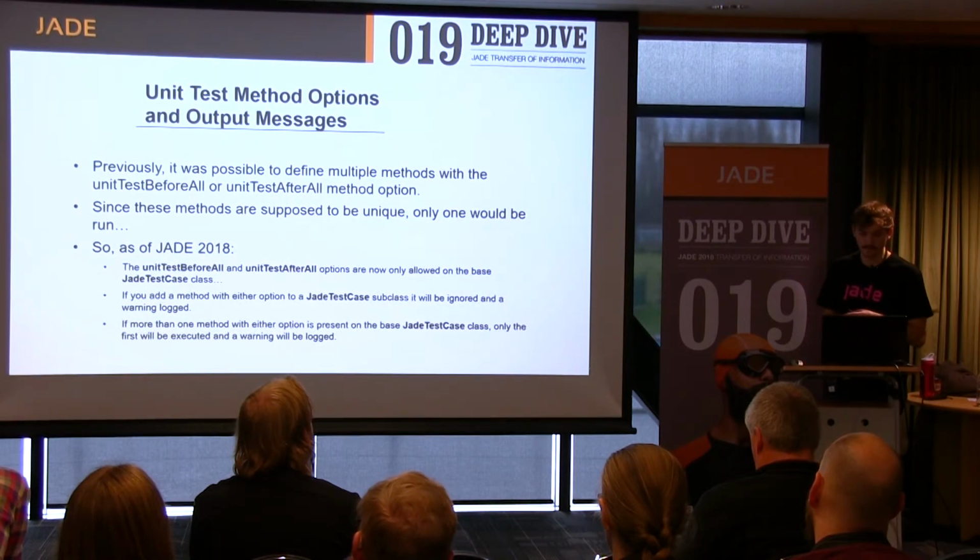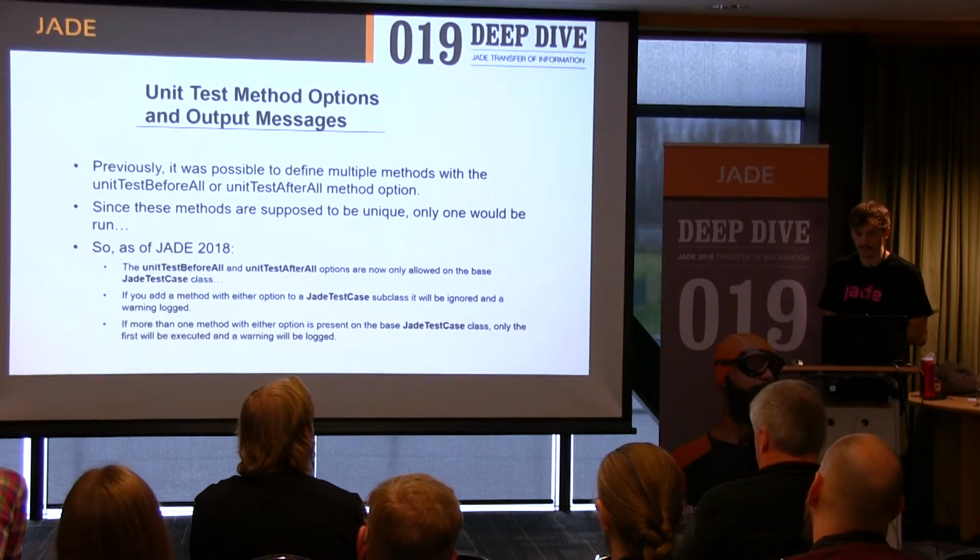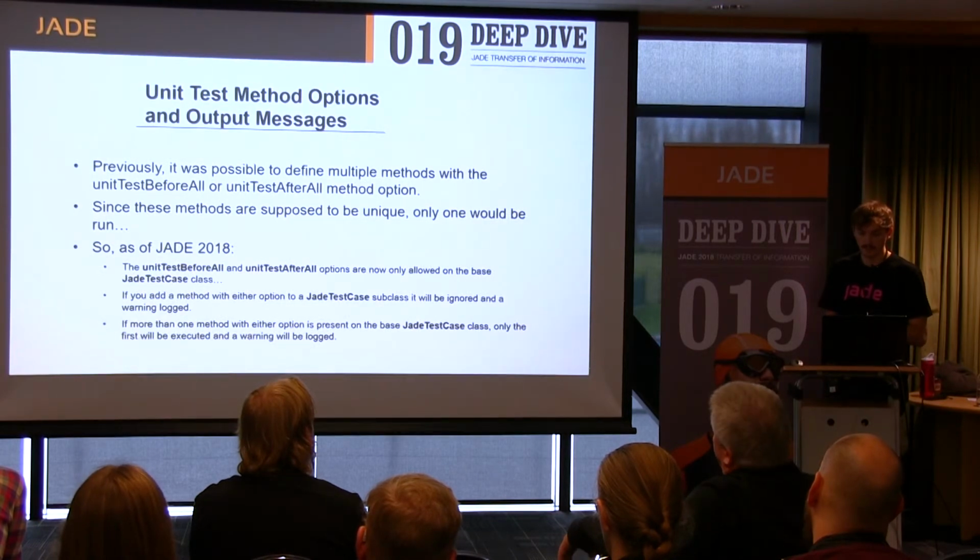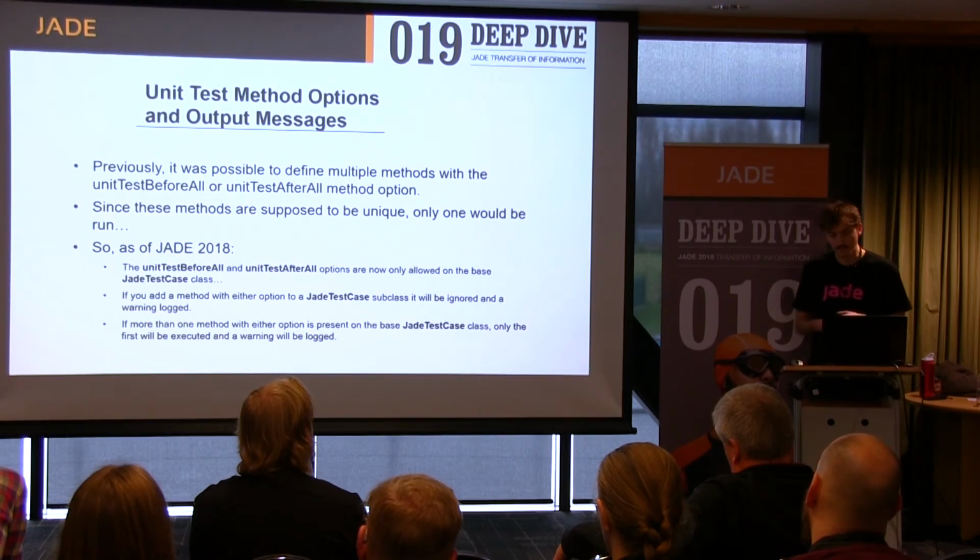So to make this accurate, these options can only be added to the base Jade test class in a particular schema, and any methods on subclasses with these options would be ignored, and a warning is logged. If one or more of these methods is added to the base Jade test class, the first occurrence that's found will be executed, and it will log a warning for the others. But you should only really have one of these defined per schema.